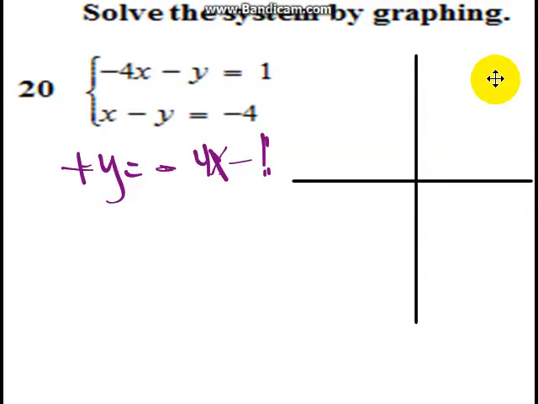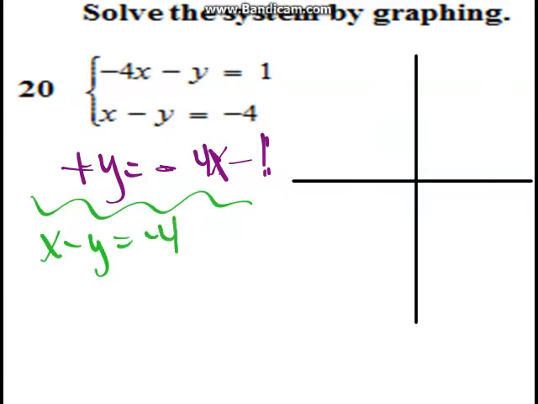All right, so there's our first equation transformed. Now let's transform our second equation. Use a different color. And now we have x minus y equal negative 4. So again, subtract x from each side.